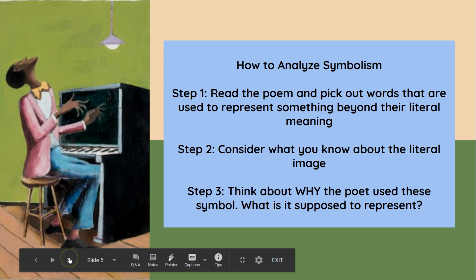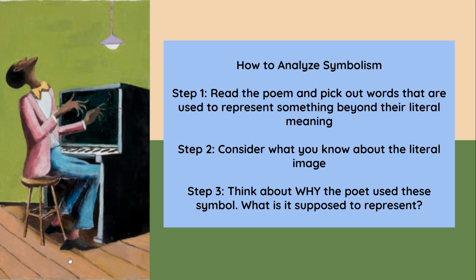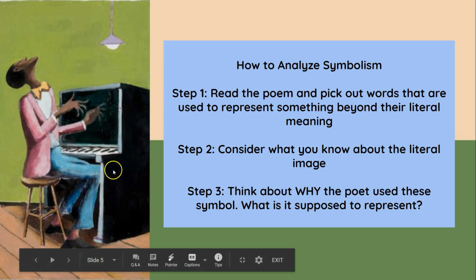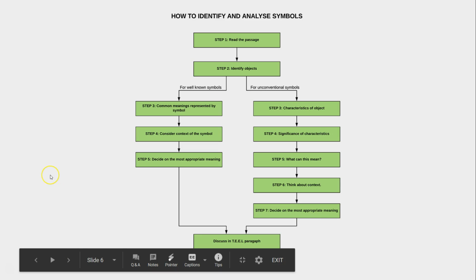So today we're going to first look at how to analyze symbolism. The first step is you are going to read a poem and pick out any words that are used to represent something beyond their literal meaning. Then you're going to consider what you already know about that literal image, and then think about why that poet is using the symbol. What is it representing? Here's another way of showing this in a flow chart.